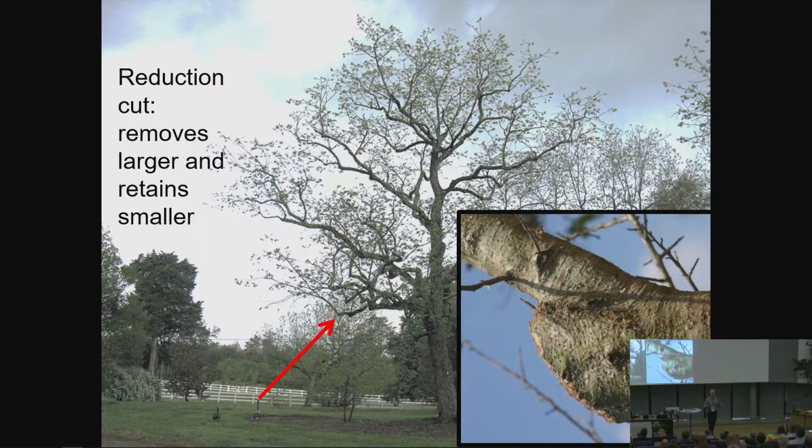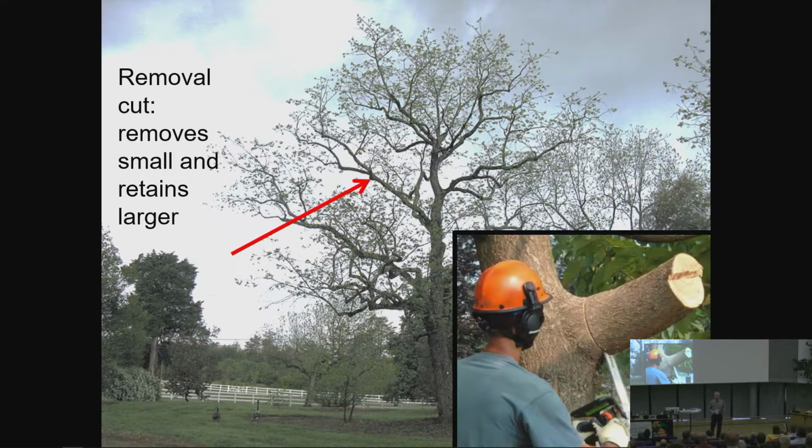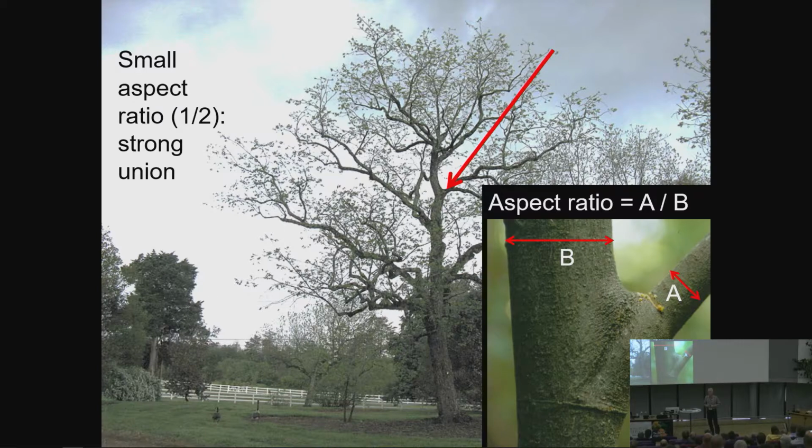Reduction cut is what I heard reference to a few moments ago. Drop crotch cut, we used to call it a drop crotch cut. We've dropped that expression now, and we now call it a reduction cut. But it's removing, at a union, the larger of the two and retaining the smaller. Very simple concept. On the other hand, a removal cut or branch removal cut takes off the smaller at a union and retains the larger. So removing a branch from the trunk, for example. Very simple. So those are the terms used in the US, in North America, really.